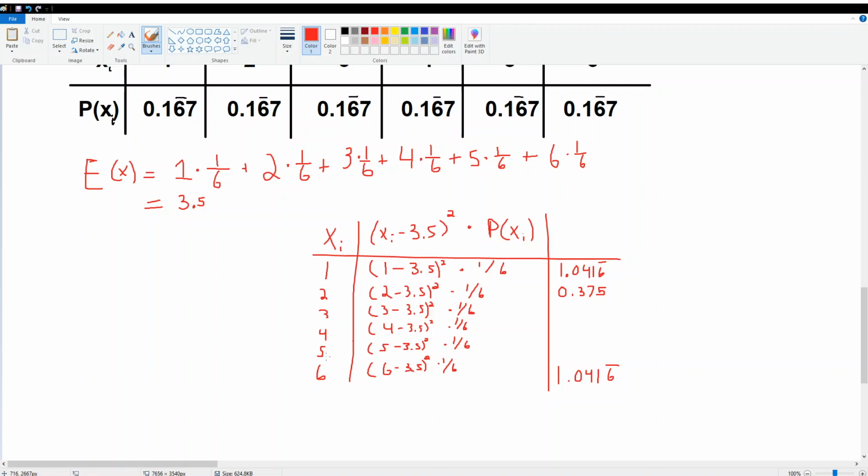With x being 5, same idea. 5 minus 3.5, 1.5. Square that, and then times 1/6 will give us 0.375 as well. Finally, the 3's and the 4's. 3 minus 3.5 is negative 0.5. Square that, 0.25. Divided by 6, and we're going to have 0.0416 repeating. Same idea for the 4.